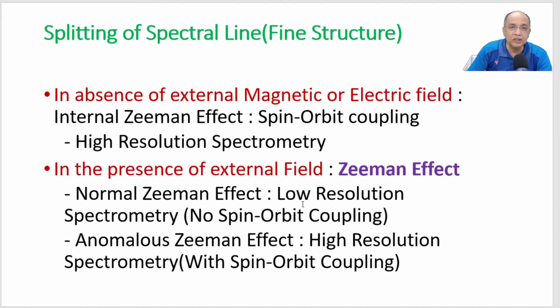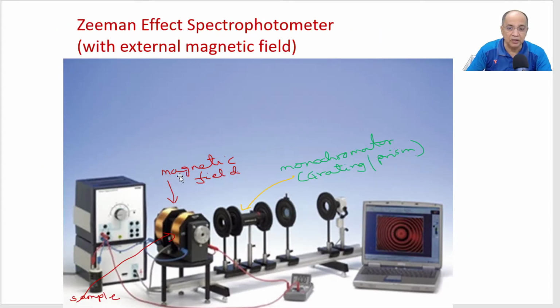and the other one is in the presence of external field. And in the presence of external field, we have also two possibilities: either low resolution, where there is no spin orbit coupling, normal Zeeman effect, that we call the normal Zeeman effect. And if we use a high resolving power grating or a separator or a monochromator, then it is anomalous Zeeman effect.